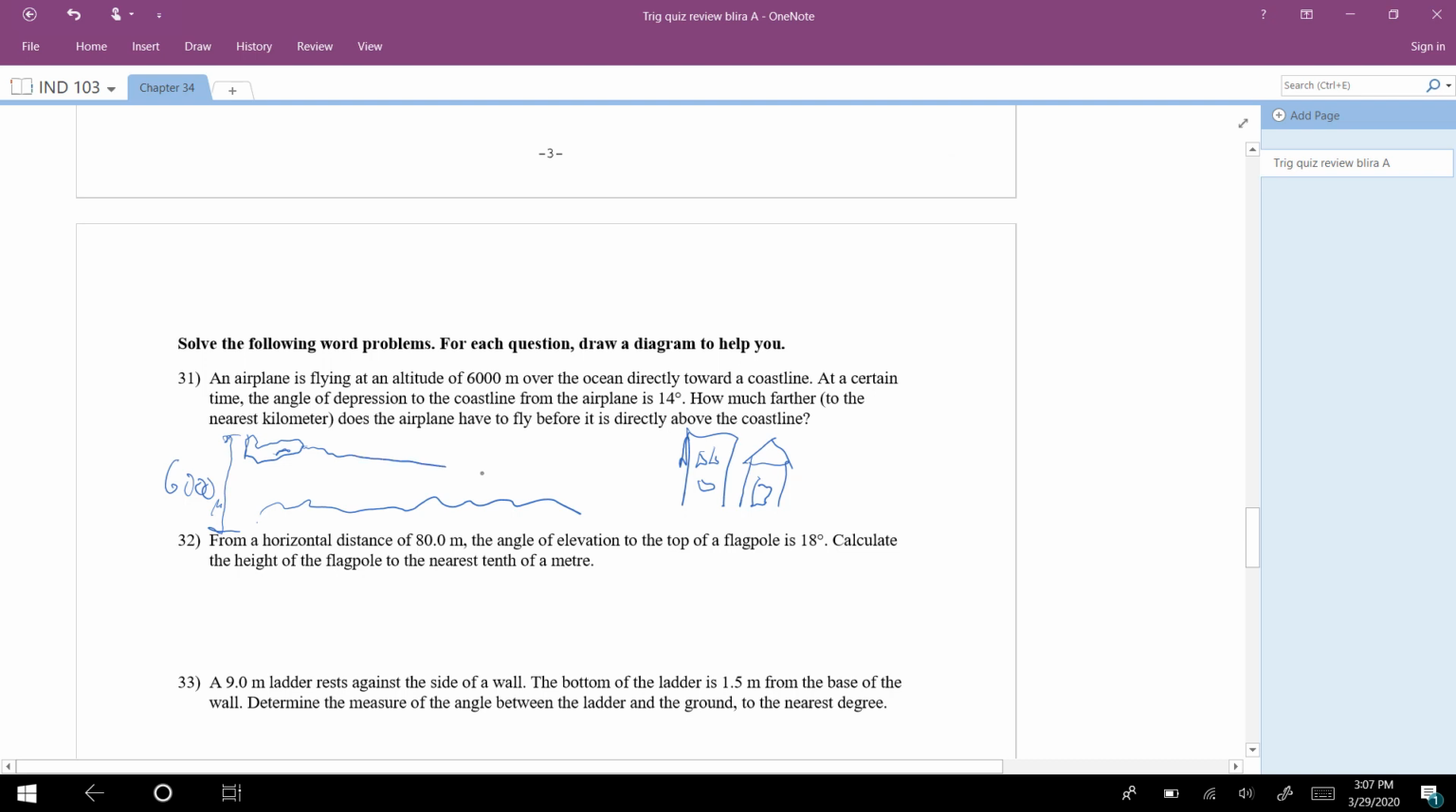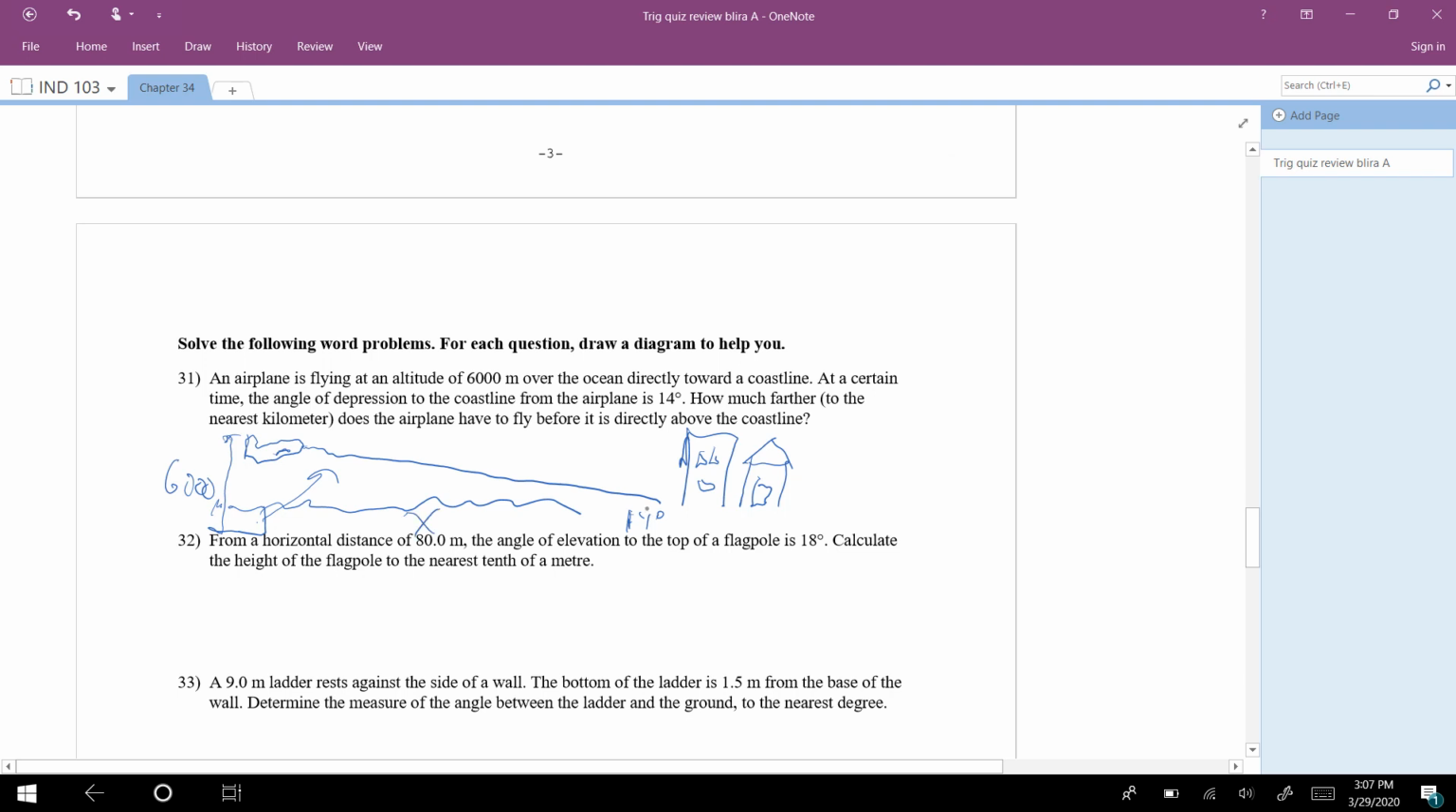So I'm going to draw a line. That's going to be 14 degrees. We know that this is the hypotenuse, okay? And what are we looking for? We're looking for how much further the airplane has to fly before it's directly over the coastline. All right, so we're looking for this down here.